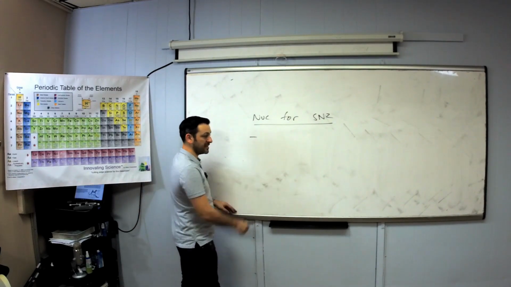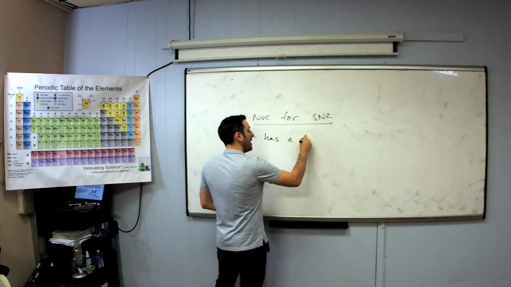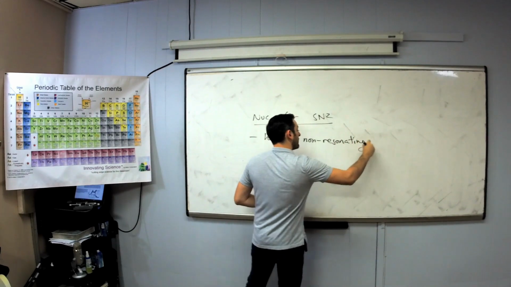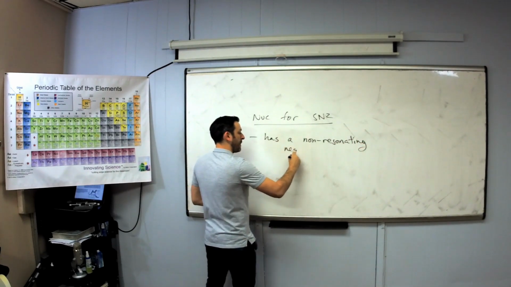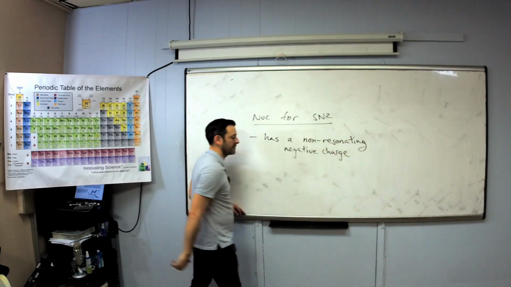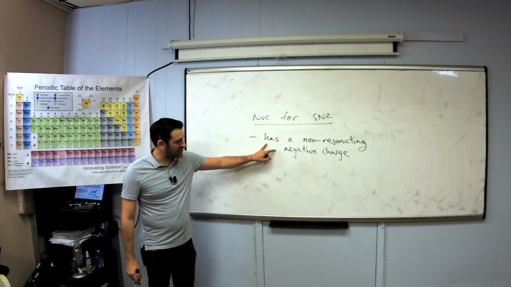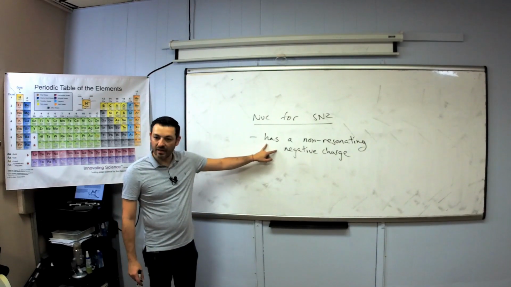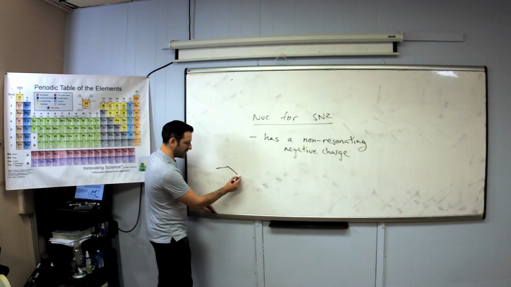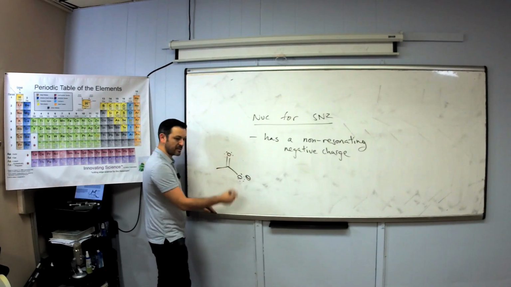The first thing is really easy. If it has a non-resonating negative charge. What does that mean? I didn't say, so years ago I used to write if it has a negative charge, but that's not enough. If it has a negative charge, that's localized. For example, this meets the criteria, this no longer meets the criteria.